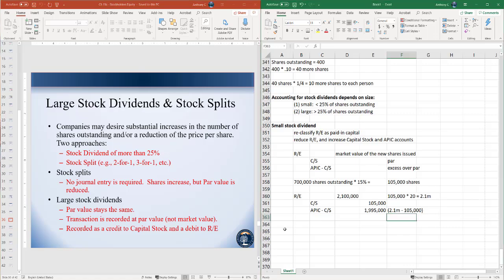Okay, so we've learned how to account for a small stock dividend. Now we're going to learn how to account for a large stock dividend.